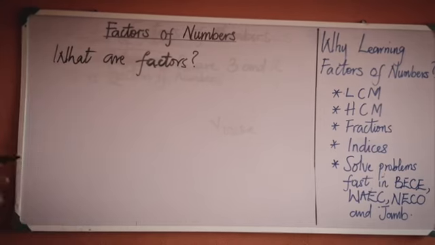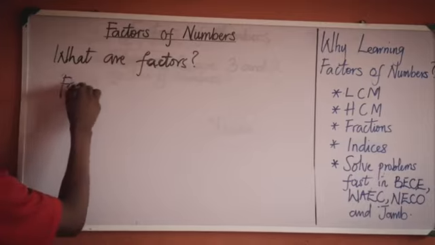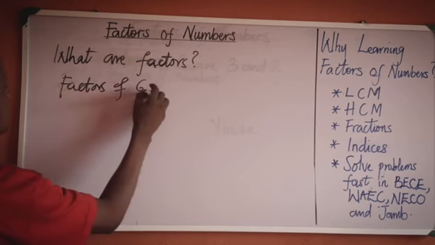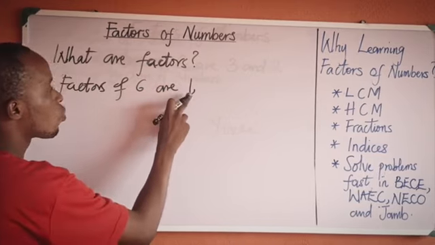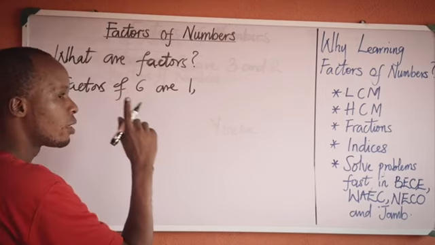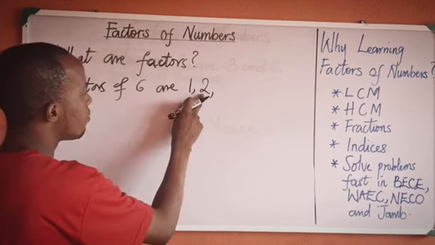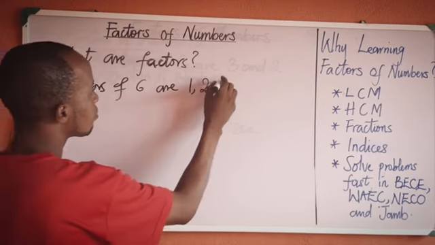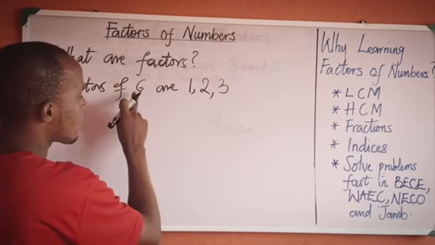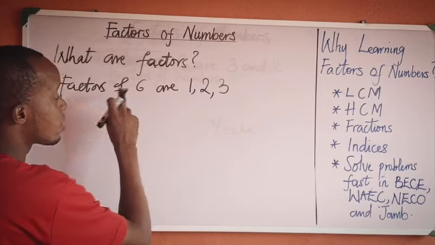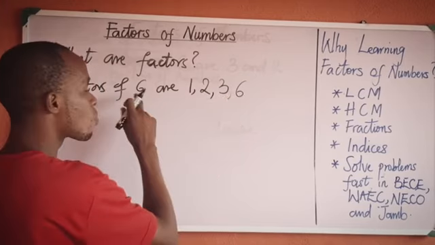If we are to find factors of 6, we would say that factors of 6 are 1, because 1 can divide 6 without a remainder. We would also pick 2 because 2 can divide 6 without a remainder. We'll also pick 3 because 3 is a factor of 6. 3 can divide 6 without a remainder. And also 6 itself, because 6 can divide 6 without a remainder.